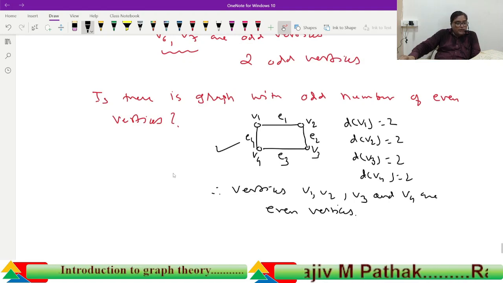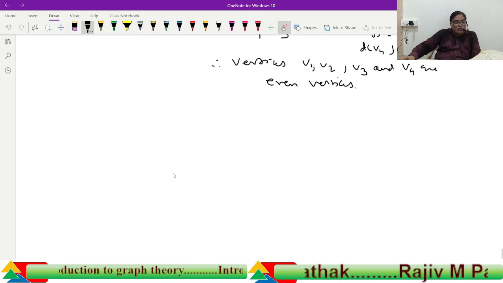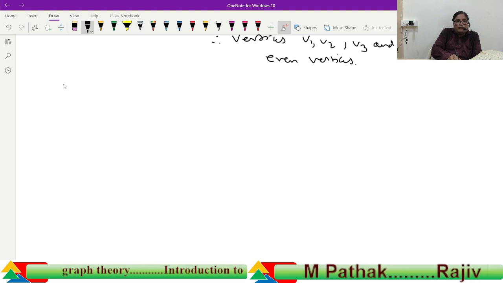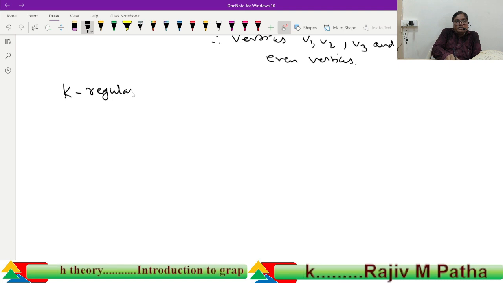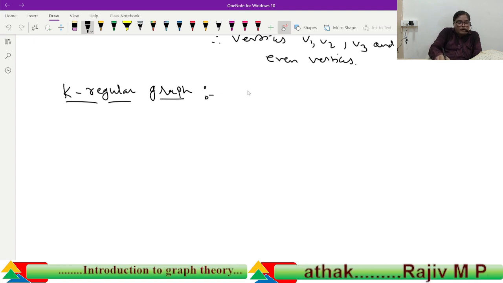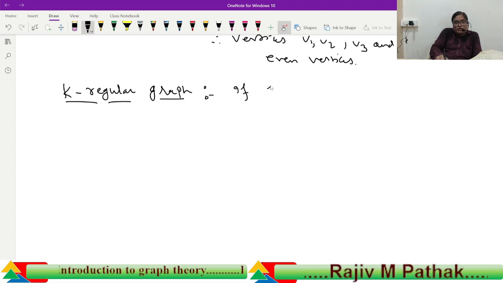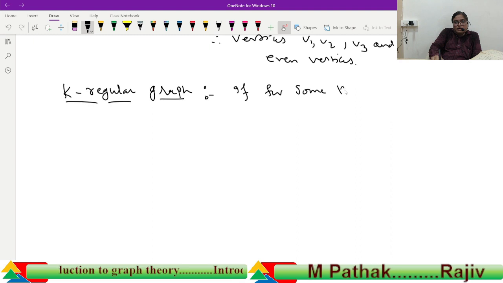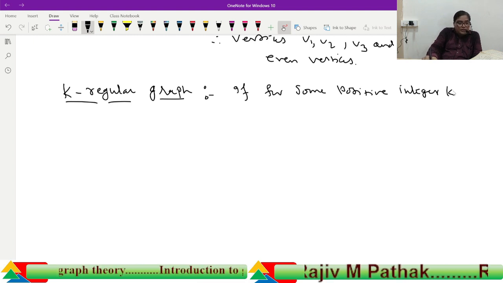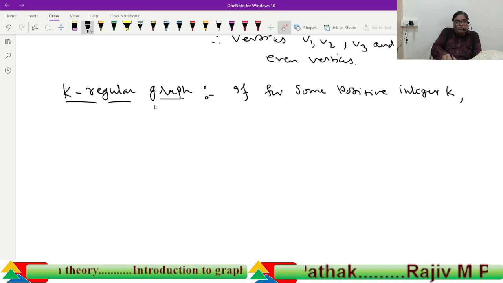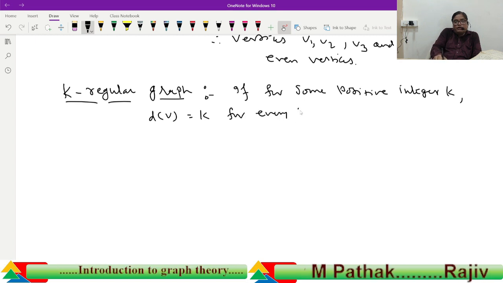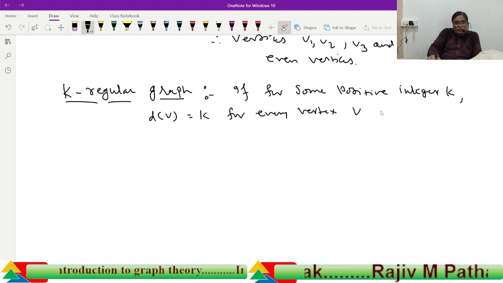Now let's move to the next type of graph: the K regular graph. Definition of K regular graph: if for some positive integer k, the degree of vertex v is k for every vertex v of the graph G.